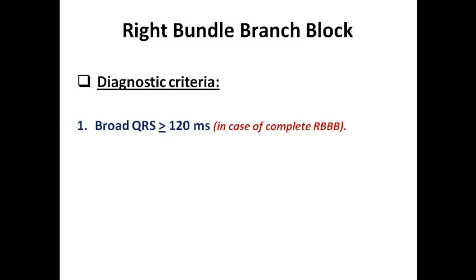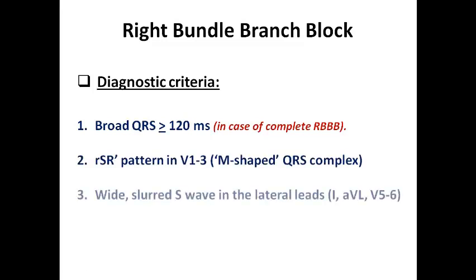Now we need to know the diagnostic criteria for right bundle branch block. In most cases, you will find a broad complex of more than or equal to 120 milliseconds in complete right bundle branch block, but in incomplete right bundle branch block it would be less than 120. We also find an RSR dash pattern in V1 to V3. Sometimes we call it M-shaped QRS morphology.